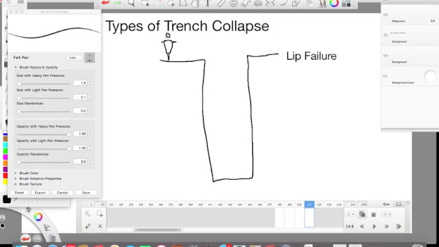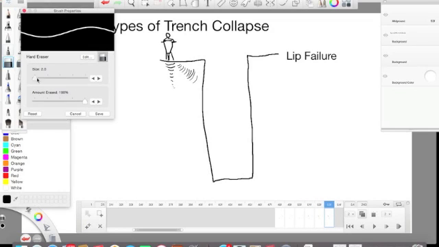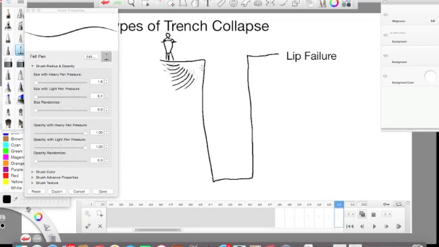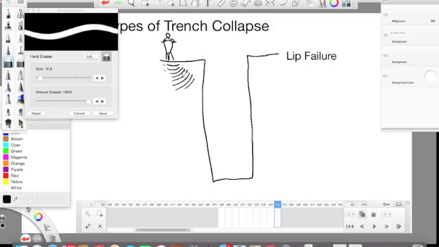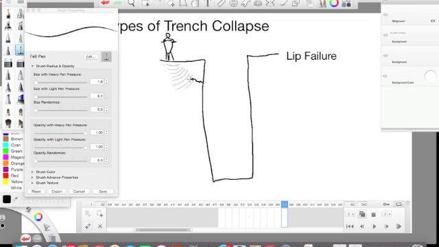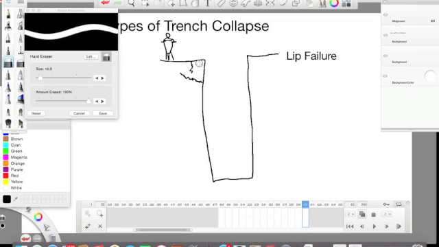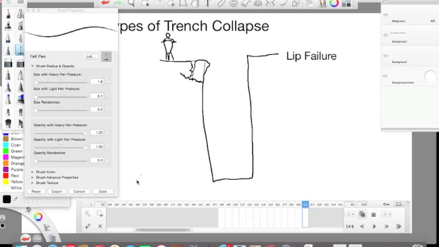But something in particular at the top here, I've drawn you a little guy with a jackhammer. But whatever it is, whether it's surcharge loading, vibration, maybe it's weather, something causes just a weakening in the very upper portion of the trench, and you'll have a lip failure. Not usually too problematic unless someone was down inside the trench at the time the lip failure occurred.